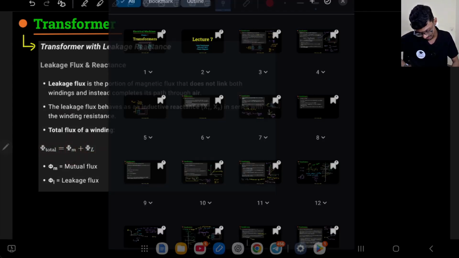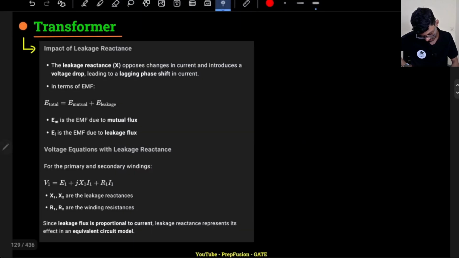Okay, this we have already discussed, so I don't feel we have to discuss this again. This is the reasoning behind why the total induced voltage will be due to the mutual voltage. Of course, there are two kinds of flux. One is the leakage flux, another one is the mutual flux. So both will induce a voltage, and due to that voltage, basically there will be a drop.